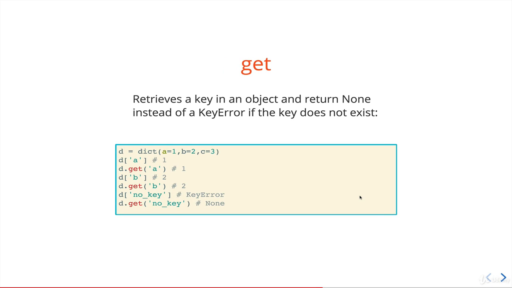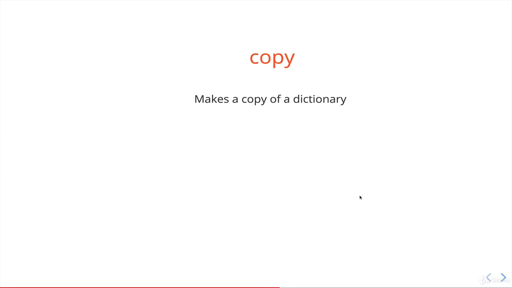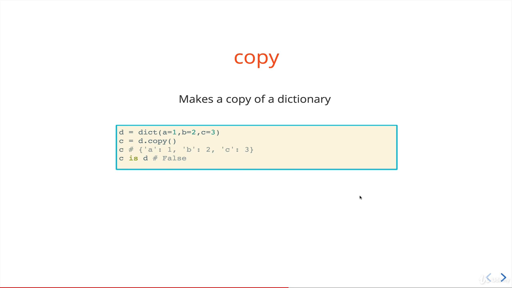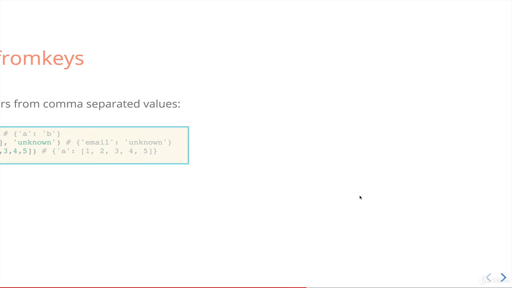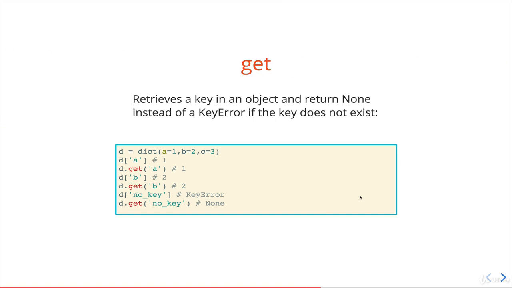And that's it for this video at least. So we saw, if we review here, clear to delete the entire thing, copy to make a clone, fromkeys, which is commonly used to create default values, and get, which is probably the most commonly used out of all of these. It takes a given key and returns the corresponding value, or if it doesn't exist, it gives you None instead of throwing an error. Okay, next up, just a couple more dictionary methods.